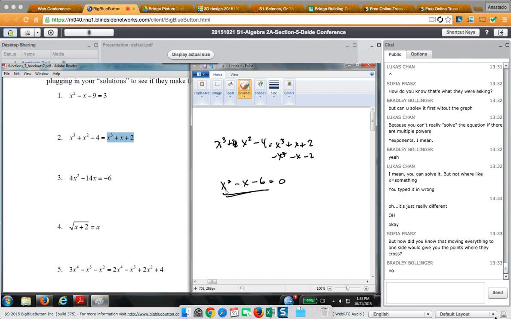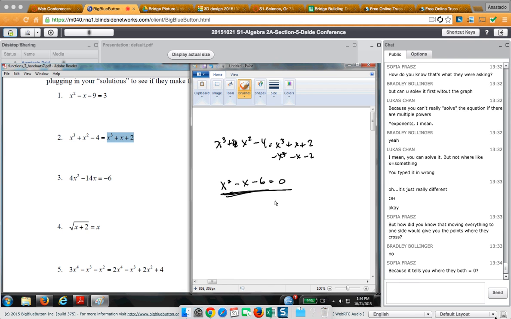But how did you know that moving everything to one side would give you the points where they cross? Well, first of all, you would know how to solve this because this is simply a quadratic equation. Negative b plus or minus the square root of b squared minus 4ac, all over 2a. That's a quadratic equation. Or you could just factor this as x minus 3 times x plus 2. Sophia's asking me, how did I know that moving everything over to the left-hand side would tell me exactly what?